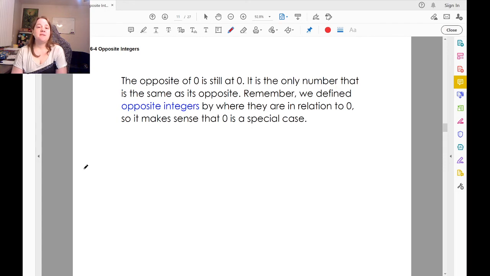Remember that the opposite of 0 is just 0. 0 is very special. It's the only number that is its own opposite. 0 doesn't really have an opposite. Opposite integers are defined by how far they are away from 0. 0 is 0 feet away from 0, so it gets to be special.